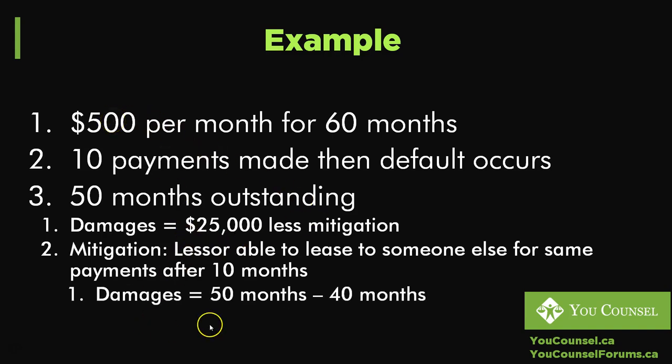Now what are the damages? The total damages were 50 months in the beginning because you had paid for 10 and then 50 were outstanding. And then they received the money for 40 months from someone else. So the damages now are 10 months and $5,000, right? So the $25,000, which were the initial damages, are now reduced to $5,000. So the principle of mitigation, as you can see, is very helpful for the lessee because the damages can be reduced if the lessor is able to recoup its losses from someone else, and the lessor has to make these efforts to try to mitigate those damages, right?